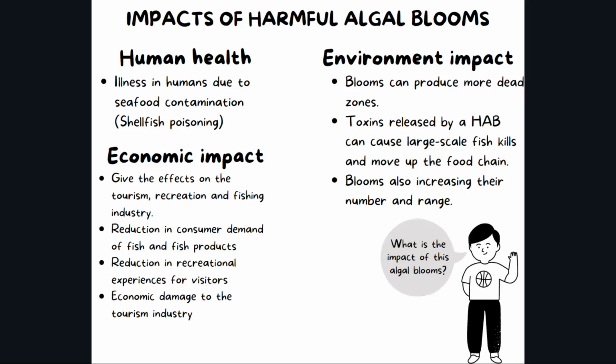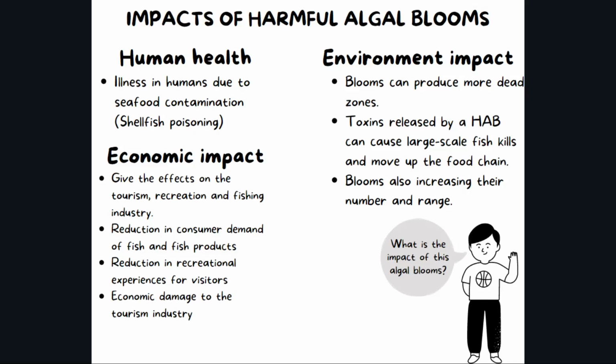Then Bobby asks what the impact of this algae bloom is. There are a few impacts of harmful algae bloom. The first one, it can impact human health. It can cause illness in humans due to seafood contamination, for example, shellfish poisoning. Next, it can also have an economic impact. It can affect the tourism, recreation and fishing industries. It can also reduce consumer demand for fish and fish products. It also reduces the recreational experience for visitors, and it will damage the economy of the tourism industries.